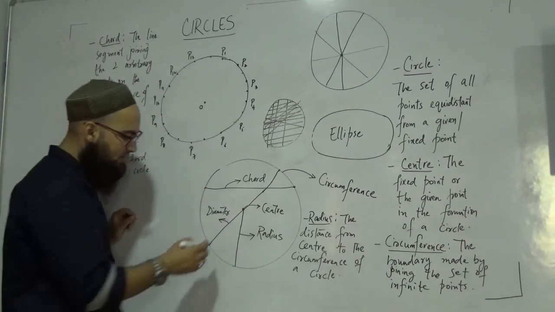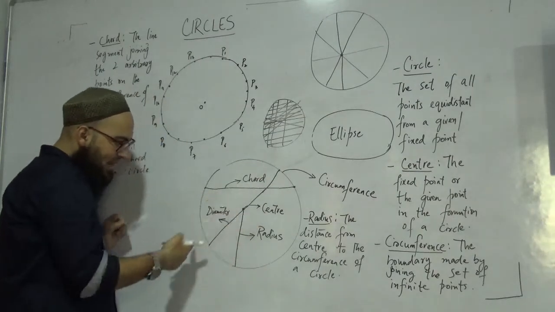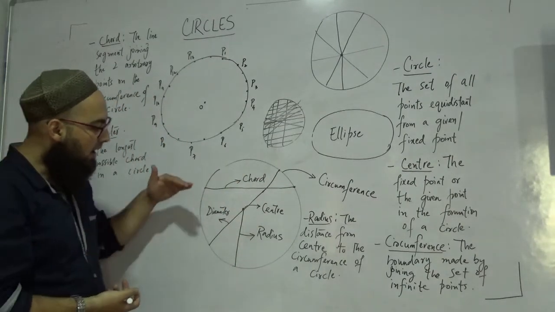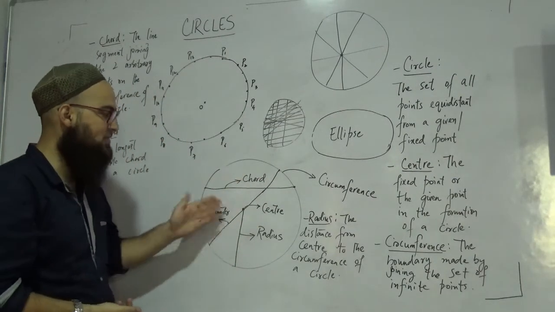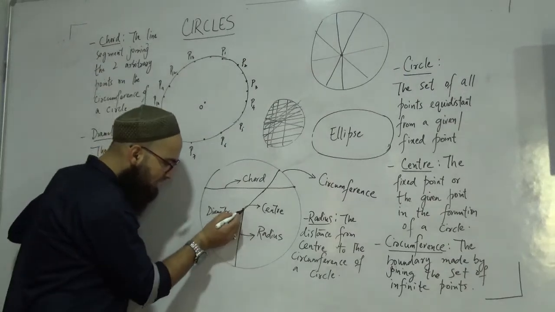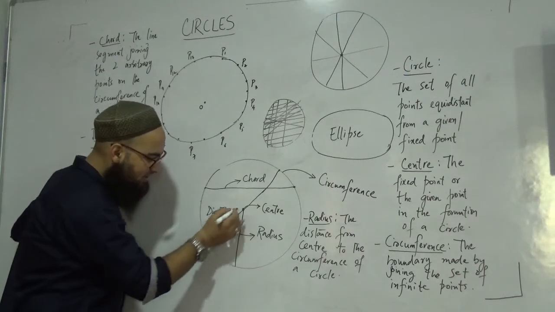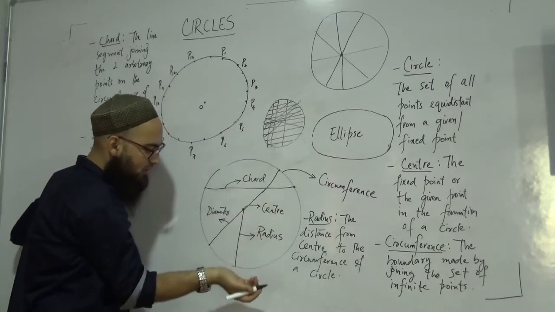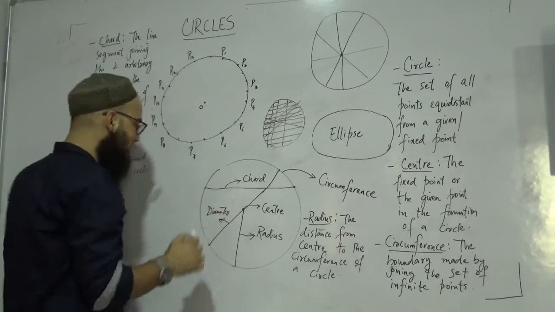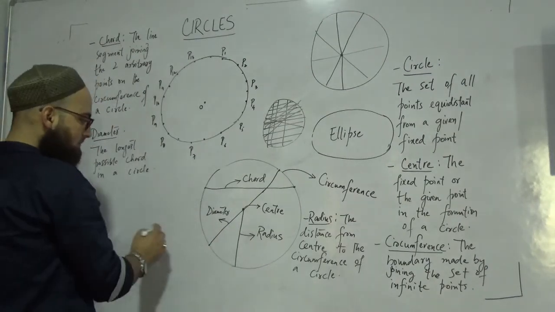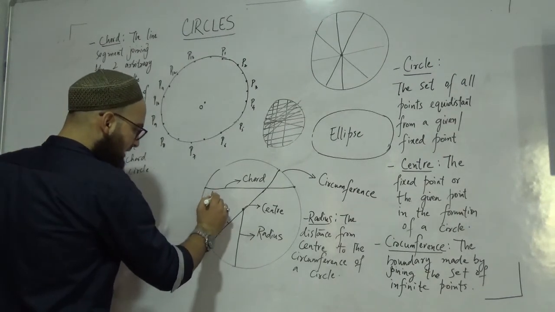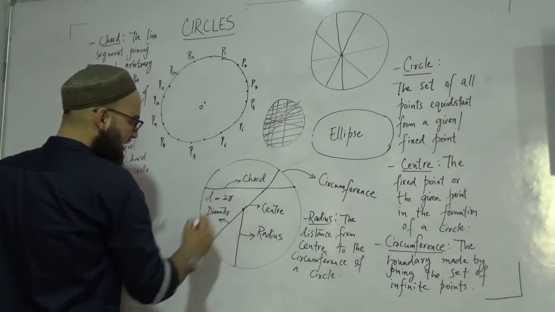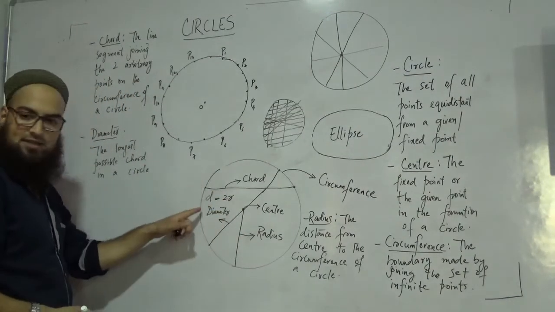And there is one more interesting point, that this diameter is the double of a radius, is twice radius, because you see this to this is a radius, and from this point to this point is also radius. So twice radius is a diameter. We can say diameter D is equal to twice R. If you double the radius, you'll get a diameter.